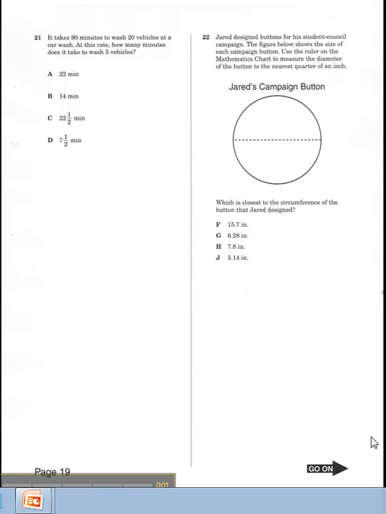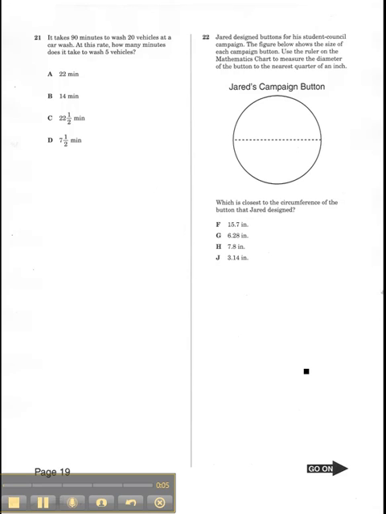Problem 21. It takes 90 minutes to wash 20 vehicles at a car wash. At this rate, how many minutes does it take to wash 5 vehicles? So first let's express that rate. 90 minutes to wash 20 vehicles.